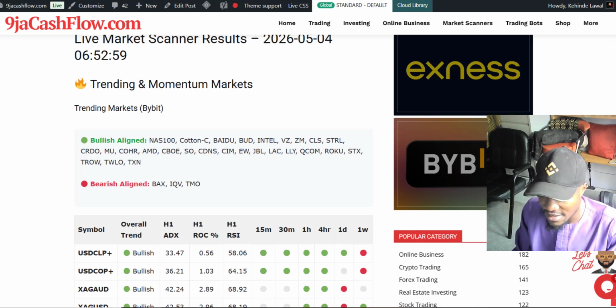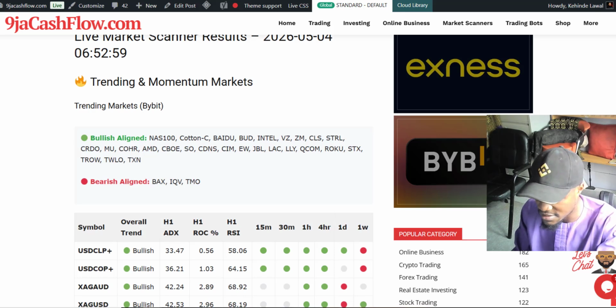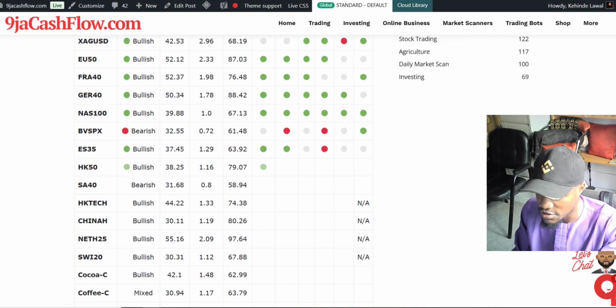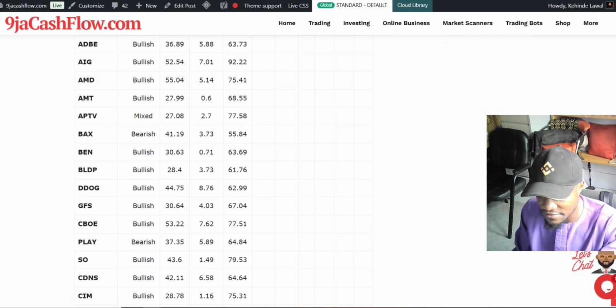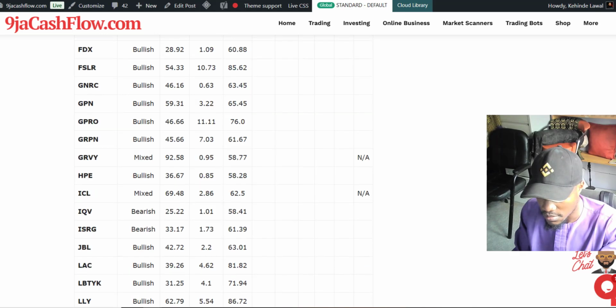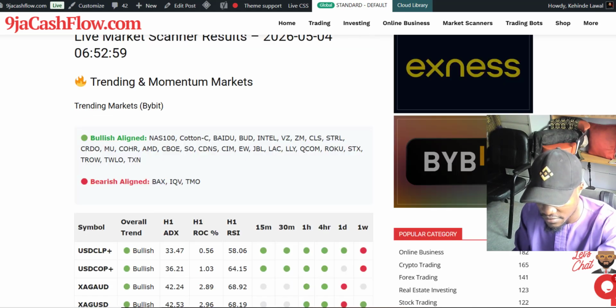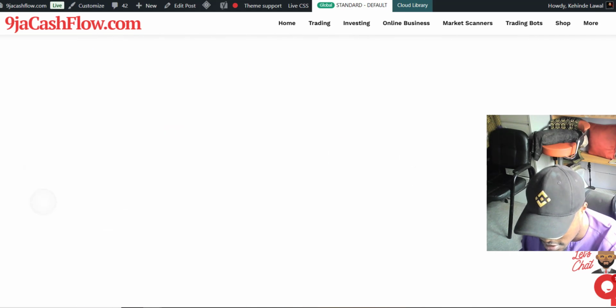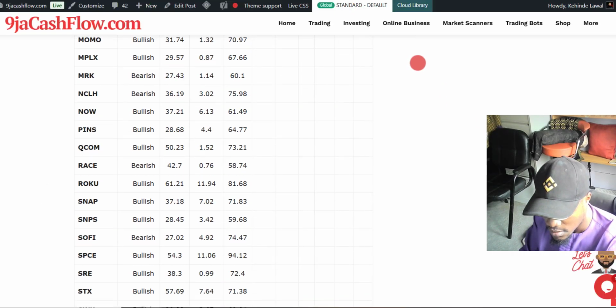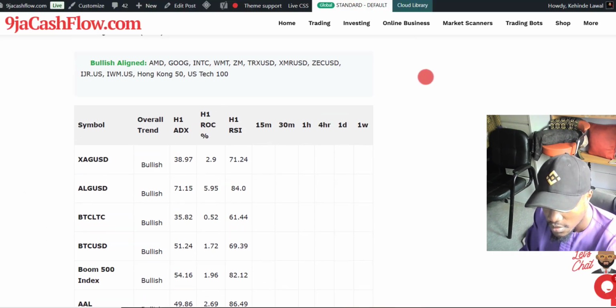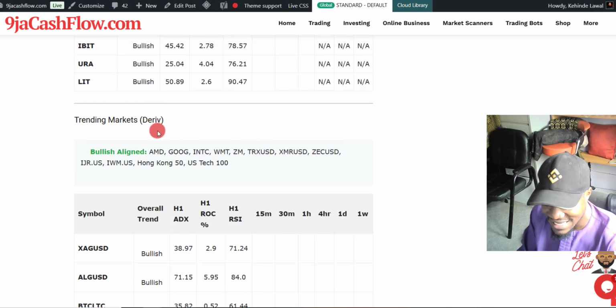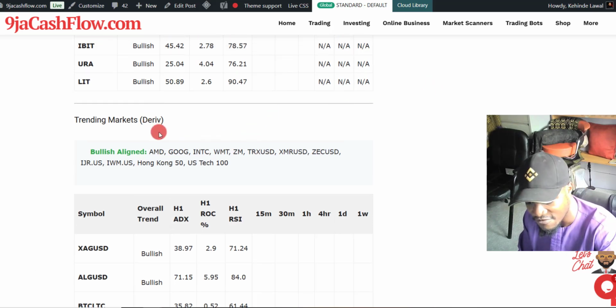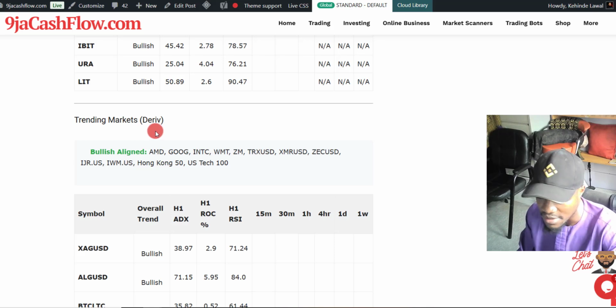So if you scroll down, we have for Bybit. If you are trading on Bybit MT5, these are markets that you can trade. We also have for Deriv, for those that are trading Deriv. So let me switch over to Deriv. Let me keep scrolling. Here is for the Deriv market. These are trending markets on the Deriv. We have some markets that are very bullish, that probably if you see a good setup, you can take it.